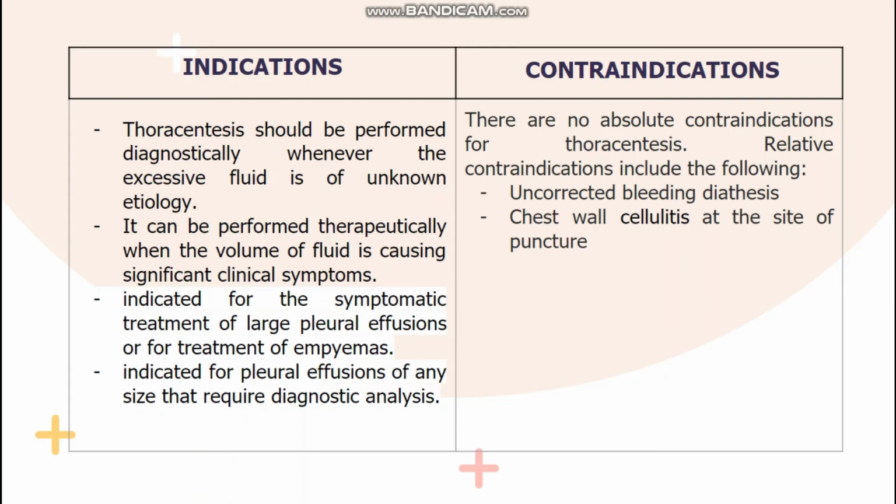There are no absolute contraindications for thoracentesis. Relative contraindications include the following: uncorrected bleeding diathesis, and chest wall cellulitis at the site of puncture.